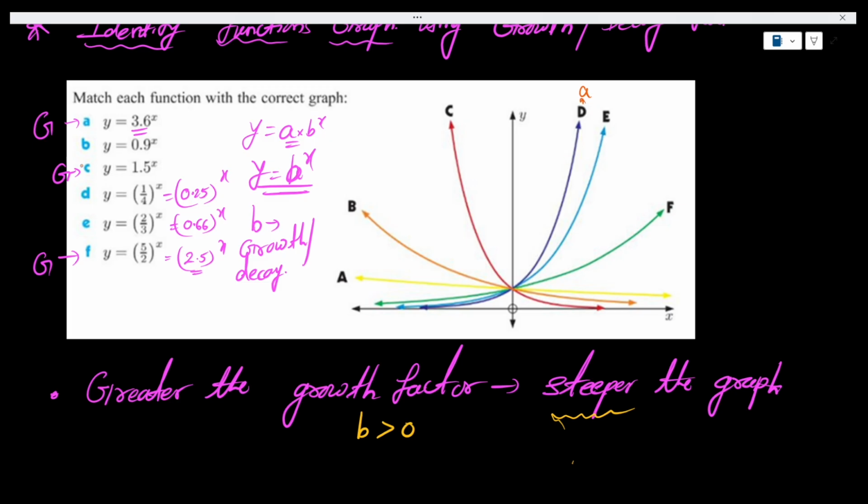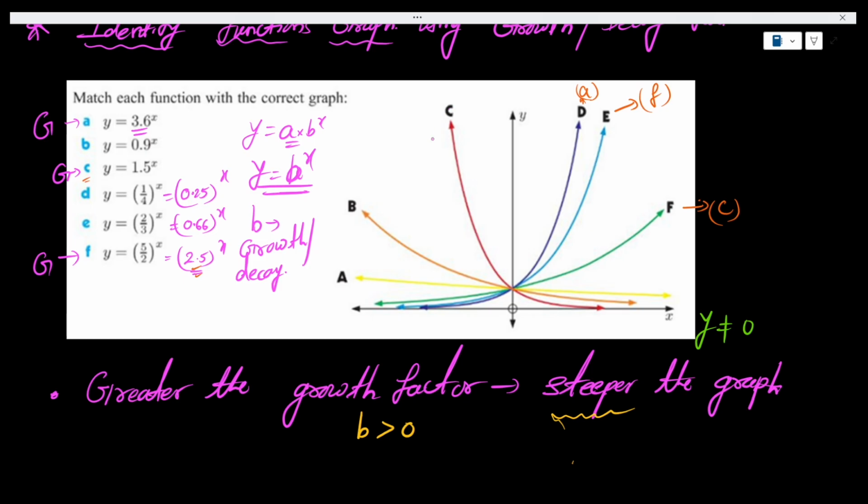E and F will be among C and F here. So 1.5, 2.5, 2.5 is the greater value. So this E graph is for the F bit, and F graph is going to be for the C bit, right? So this is for the growth ones. Now whenever there is a decay, an exponential decrease graph, it goes like that. When x is increasing, the y value decreases, but it never becomes 0, right? So y cannot be equal to 0.